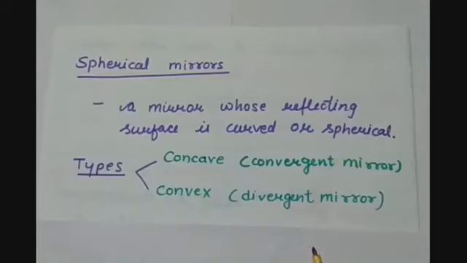Now let us define spherical mirror. Spherical mirror is a mirror whose reflecting surface is curved or spherical. On the basis of the reflecting surface, there are two types of spherical mirrors, concave and convex. You will later understand why concave mirrors are called convergent mirrors and why convex mirrors are called divergent mirrors.